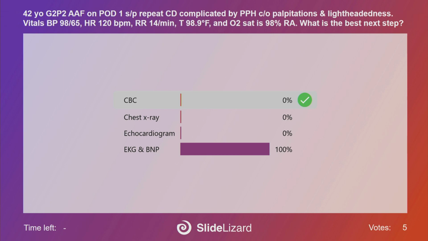Okay. So the answer choice here was CBC. In some of these, we have mixed in just normal routine postpartum issues. So this patient would have postpartum anemia. She did have a postpartum hemorrhage. Tachycardia could be related to the anemia as well, and she's hypotensive. So the first line for that would be to get a CBC to evaluate the hemoglobin.